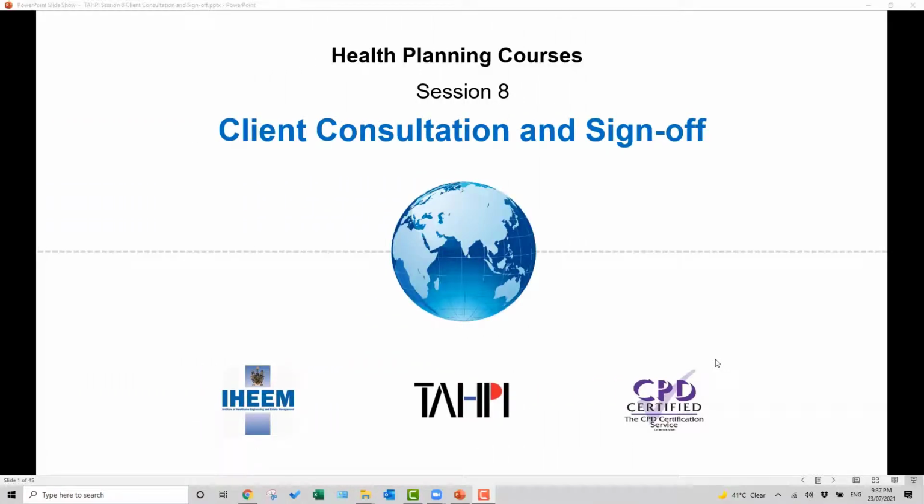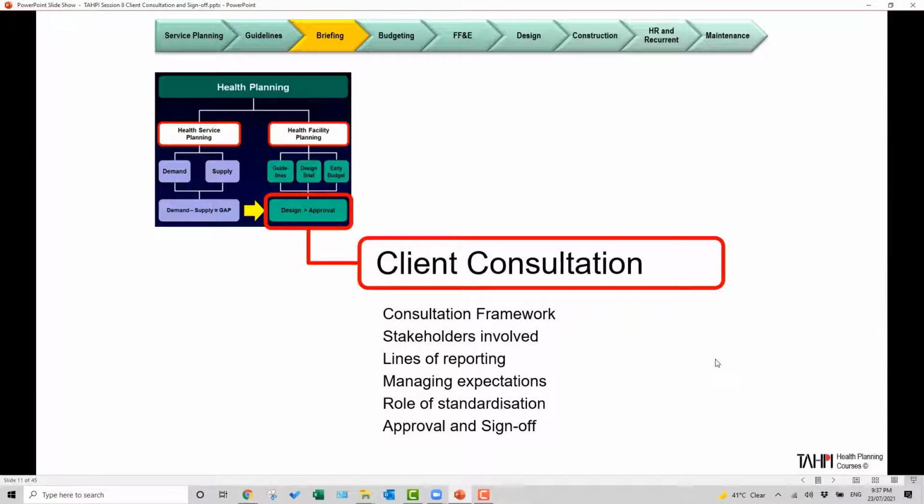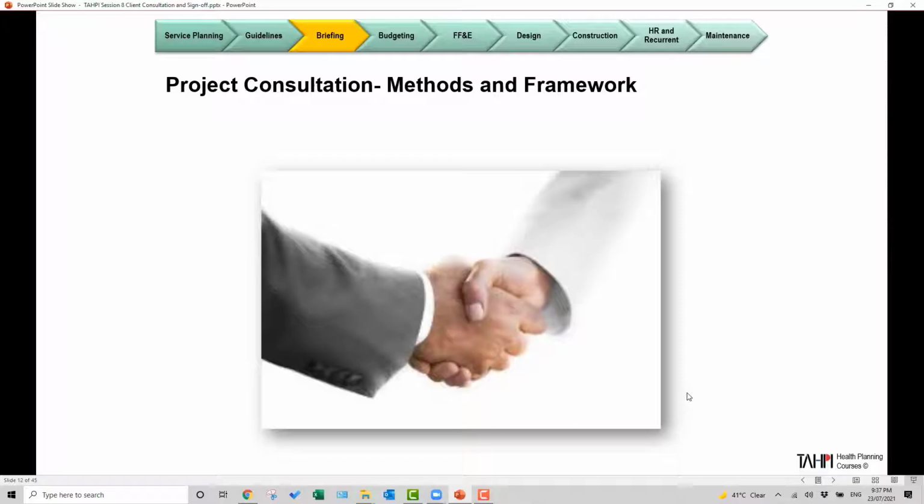Session 8 covers client consultation and sign-off. There's a consultation framework, stakeholders involved, lines of reporting, managing expectations, role of standardization, approval, and sign-off. We cover the project consultation methodology and framework in a systematic way.